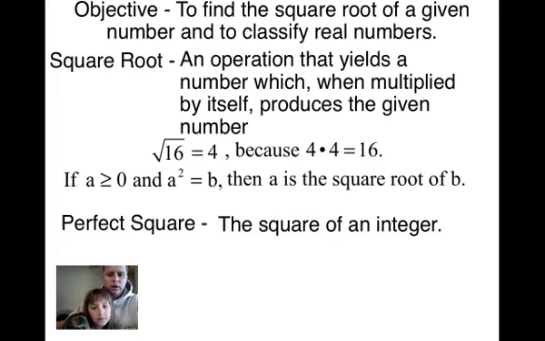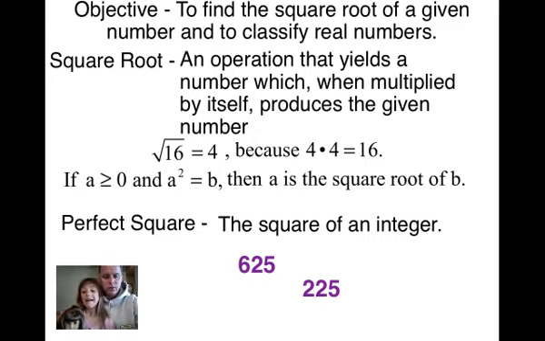So a perfect square is the square of an integer. So basically that means a perfect square is any number that has a factor that multiplied by itself gives you that number. So what that means is like 625. That's a perfect square because 25 times 25 is 625. You don't have to memorize that one. And 15 times 15 is 225. So 225 is a perfect square. 20 times 20 is 400. So 400 is a perfect square.